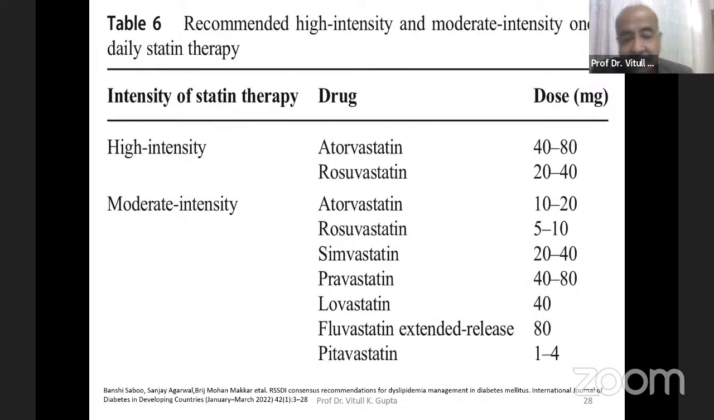So what we consider as high intensity therapy or moderate intensity therapy, statin therapy, high intensity statin therapy, we consider atorvastatin and rosuvastatin in the dose of 40 to 80 milligram, rosuvastatin 20 to 40 milligram. And in moderate intensity therapy, the other drugs can be added. So in high intensity therapy, atorvastatin and only rosuvastatin are added, and the rest are considered for moderate intensity therapy. Next.